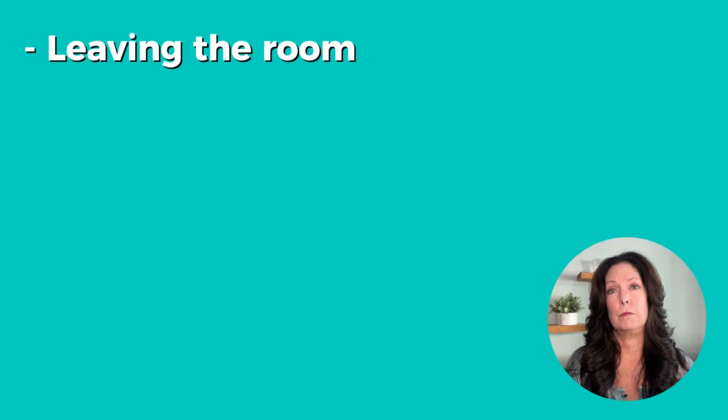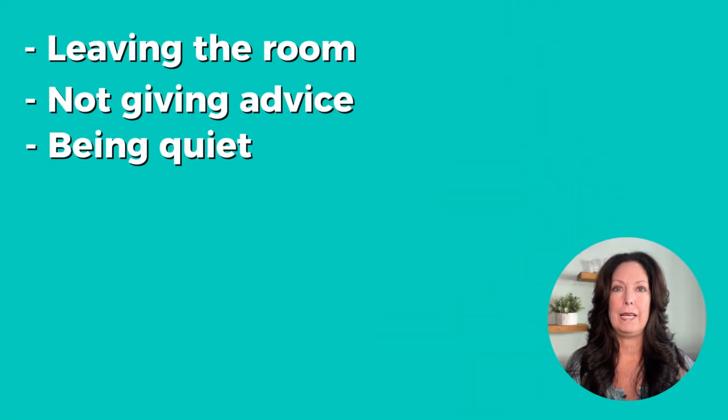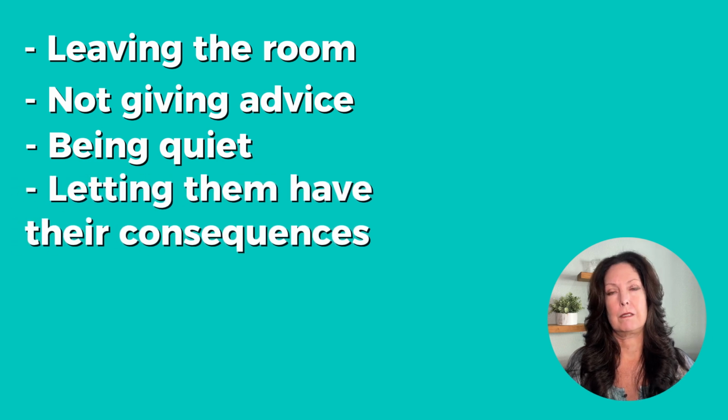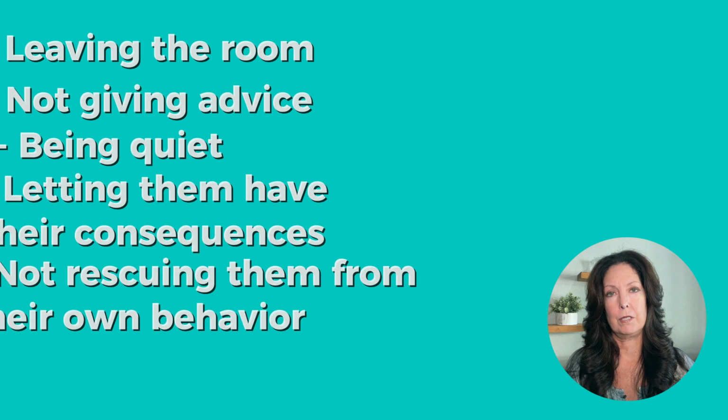So some examples of detachment might be leaving the room, not giving advice, being quiet, letting them have their consequences, not rescuing them from their own behavior. Detaching is really the silent, powerful boundary that is going to let them live their own life. And that is a boundary that all of us can start setting today because it doesn't require any words. It just requires you being willing to remove yourself and let them have their own reality. And remember, boundaries don't mean that you don't care about your adult child. It means that you actually care enough to set a healthier example.